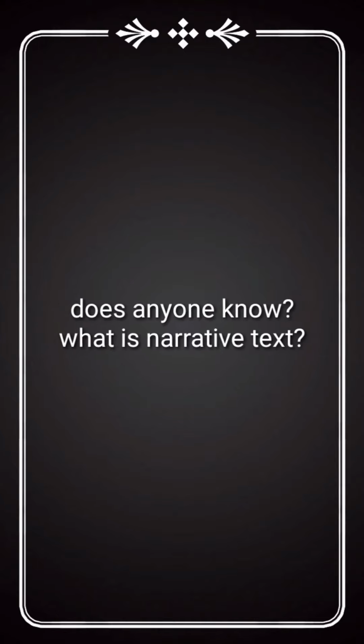Does anyone know what is narrative text? So, narrative text is a text that presents myths, fables, novels, and other realistic fiction stories used for entertaining the readers. Besides, the moral values can be taken.